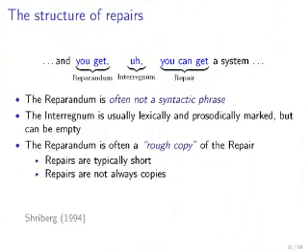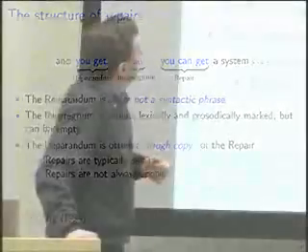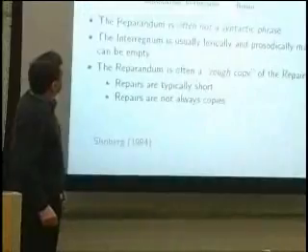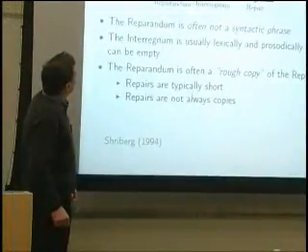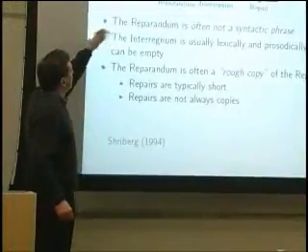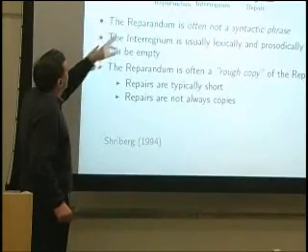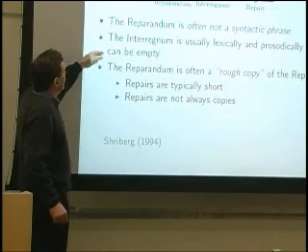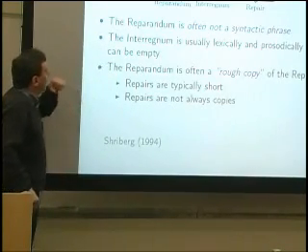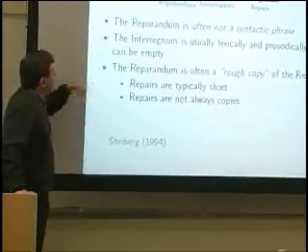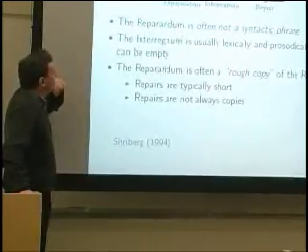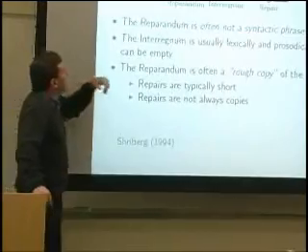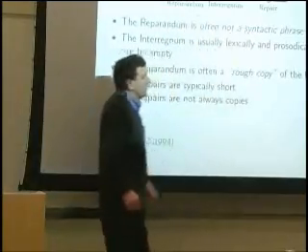Liz Shriberg classified repairs as consisting of a reparandum, the thing that gets repaired, an interregnum, which may consist of zero or more filled pauses, and then the actual repair itself. One of the things that makes it difficult is that the reparandum is typically not a syntactic phrase. The interregnum is lexically and prosodically marked, but needn't actually be there. And the thing we built off was that the reparandum is often a rough copy of the repair.